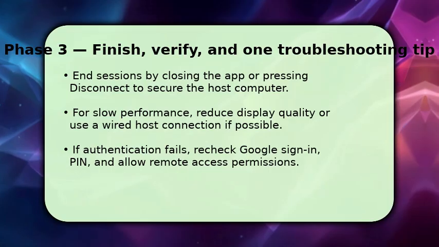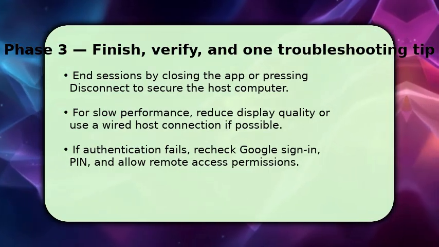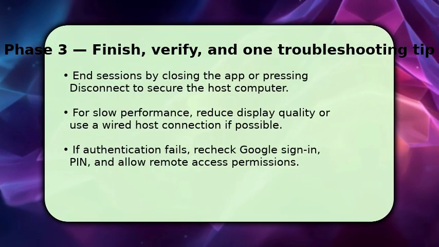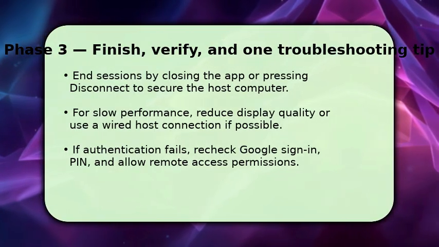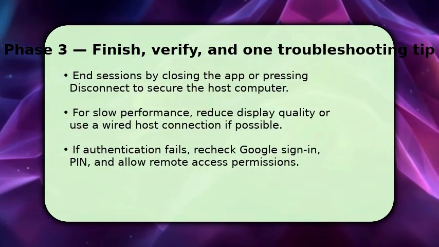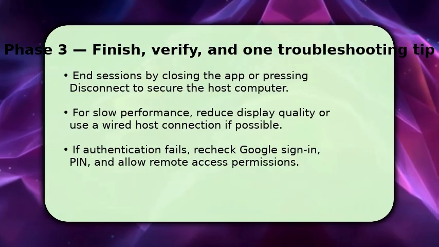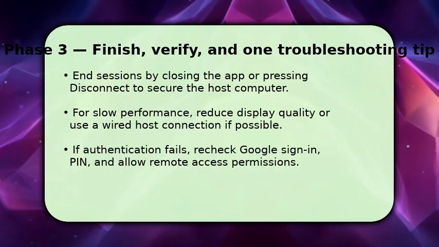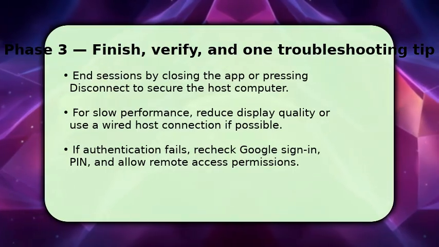If you notice lag or stuttering, lower the display quality in settings, close background apps, or switch the host to a wired network. These changes directly improve frame rate. If you can't connect, recheck that you're signed into the same Google account, confirm the PIN, and make sure remote access permissions are allowed on the computer. This single check fixes most failures.